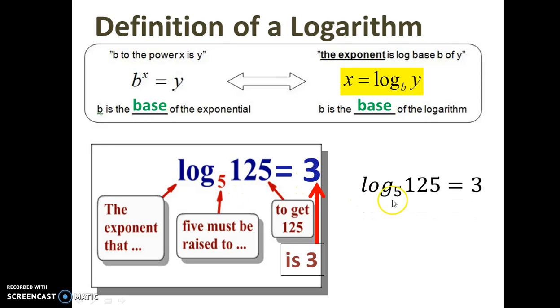So looking at that statement that way, here we have it again. That is equivalent to this, because this again is telling us the exponent that 5 must be raised to get 125 is 3. So these two statements are equivalent. Log is just another way of rewriting an exponential equation.